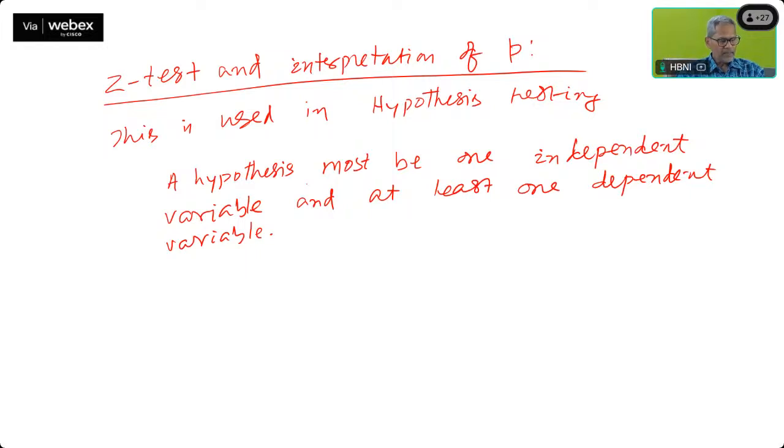Once you have settled on an independent variable, so whatever you want to do, you can state a null hypothesis. The null hypothesis is usually that changes in the independent variable will not lead to any significant changes in the dependent variable. So there are two types of hypothesis. Once you have settled on your independent variable, then you can write a null hypothesis.